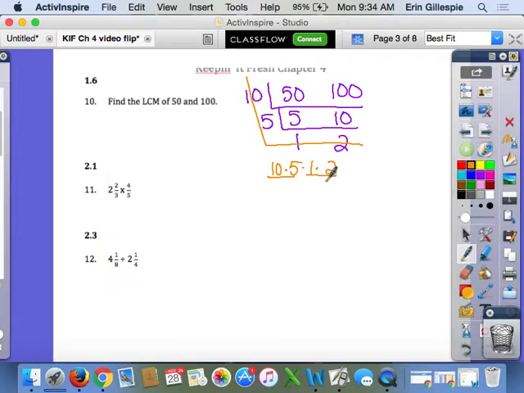So I'd probably break it up into 2 groups here. 10 times 5 is 50. 1 times 2 is 2. So 50 times 2 is 100. So in this case, the LCM is the bigger of our 2 numbers, and that's okay.